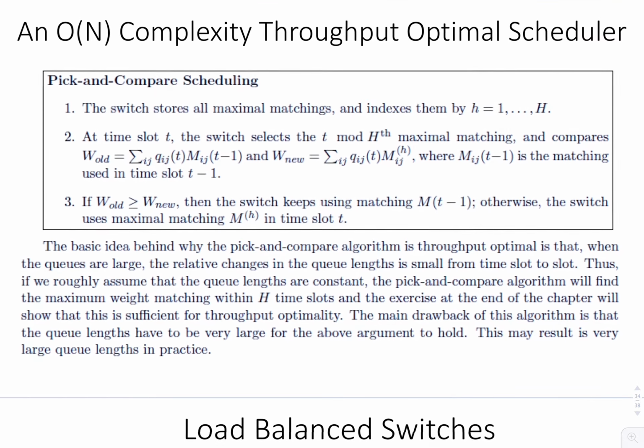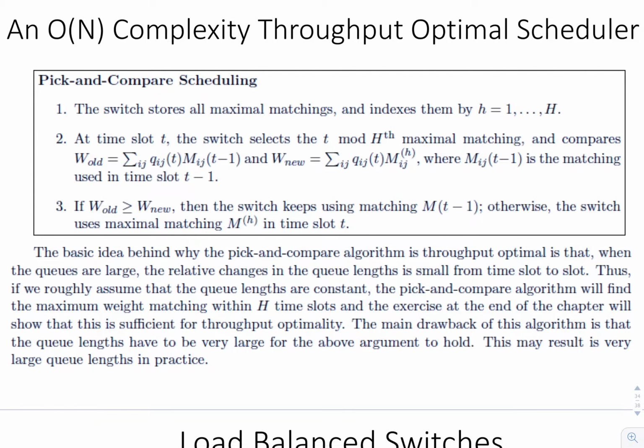Now, pick and compare is a throughput optimal scheduler which happens to be very low complexity. The complexity is order n, where n is the size of the switch. Now, here's how it goes. The switch first stores all maximal matchings.